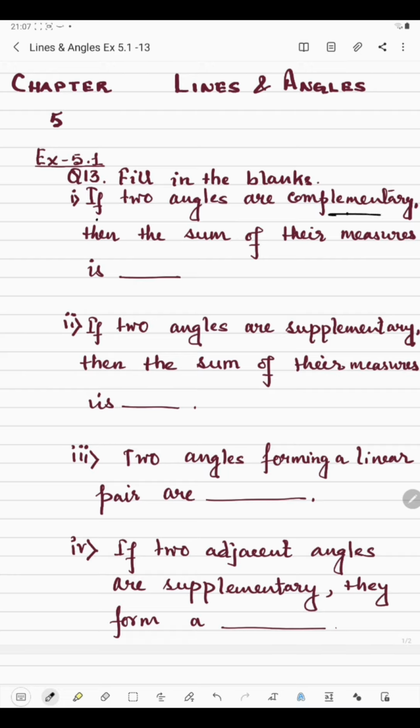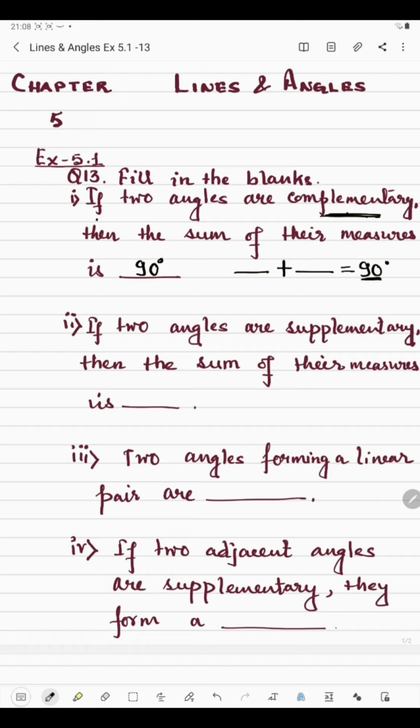Two angles complementary means, if the sum of two angles is complementary, then it will be 90 degree, right? Because we have done before, if the sum of two angles is 90 degree, then it is said to be complementary angles, right? So if two angles are complementary, then the sum of their measure will be 90 degree. So here will be 90 degree.